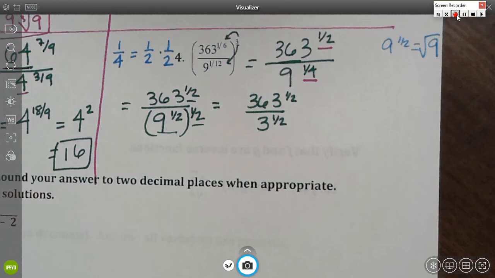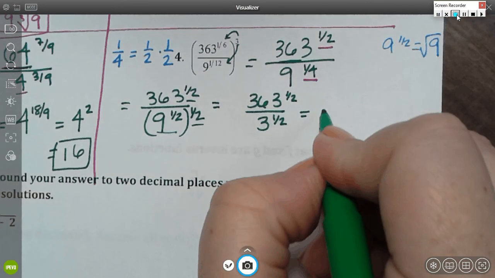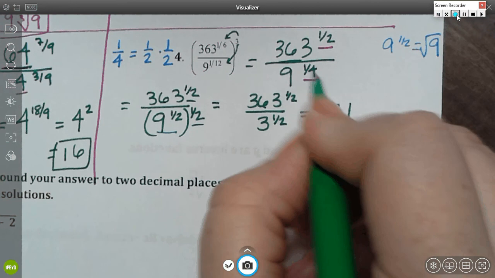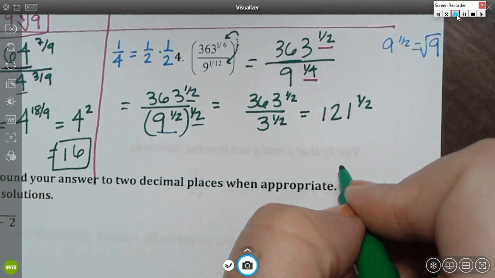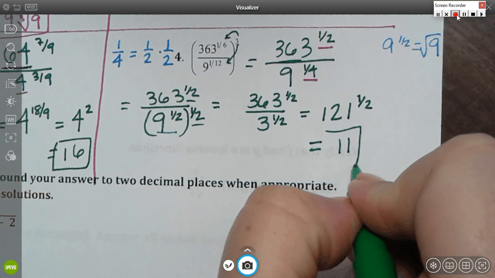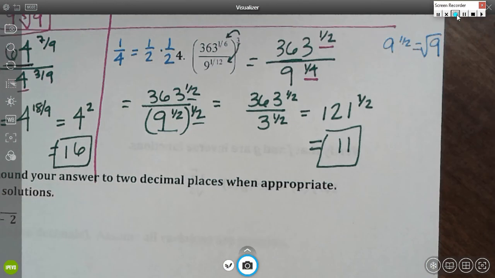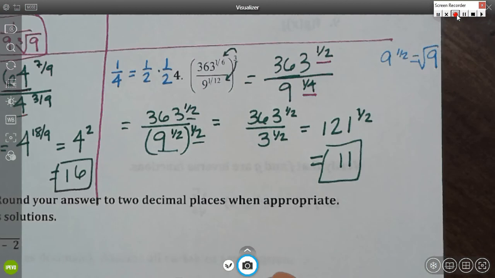Now, because the exponents are the same, I can combine these bases. So 363 divided by 3 is 121, to the 1/2. Again, 1/2 is a square root, and we know that the square root of 121 is 11. Okay? So manipulating those exponents a bit, whereas in the one before we manipulated the bases a bit. Okay? All right, let's keep moving along.